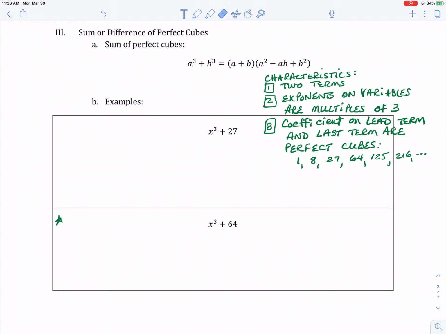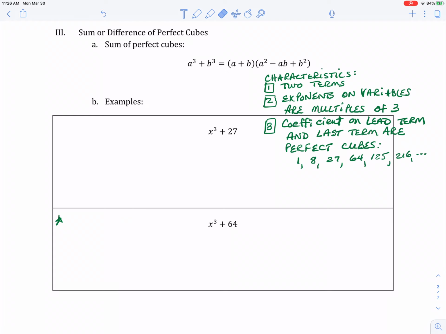Right, continuing on with our special cases. The last two, this one is going to be the sum of perfect cubes, and in just a minute I'll do another video where I do the difference of two cubes. The characteristics I've listed again, we're working with something that has two terms in it. Some of them are going to have a plus in the middle, some are going to have a minus in the middle. So right now we're working on the ones that are sums with the plus.